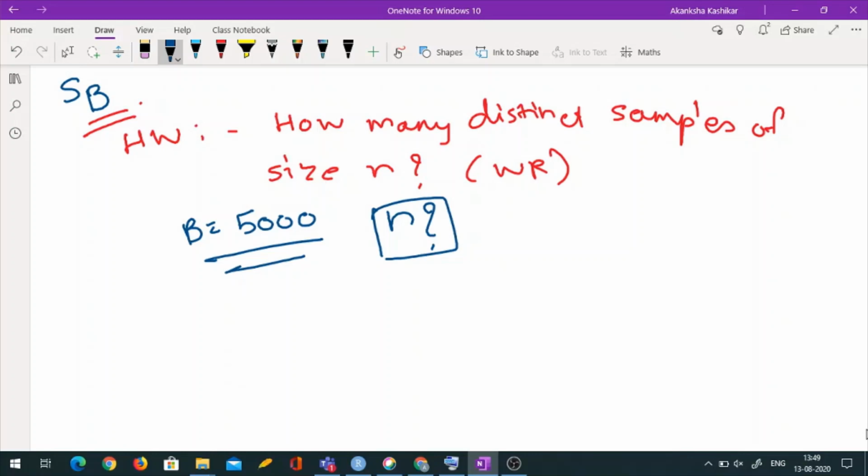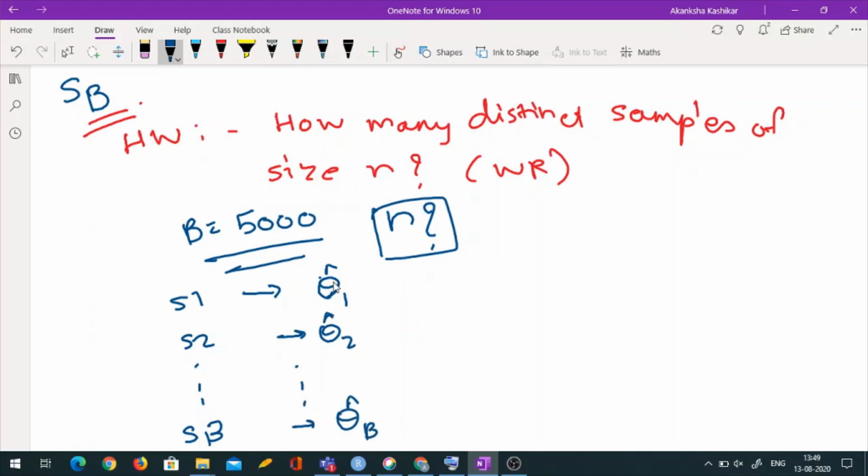And okay, so I have got the samples. Now what I have is sample 1, sample 2 up to sample B. Now on the basis of each of these samples, I can compute my theta hat. So this is theta 1 hat. On the basis of this sample, I get theta 2 hat. On the basis of this sample, I get theta B hat. The formula for theta hat that I am using is the same as what I was doing in the original sample.